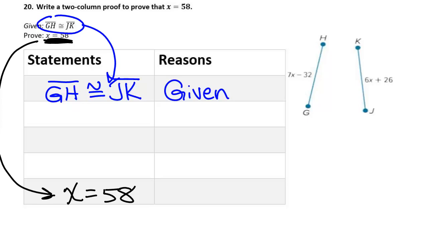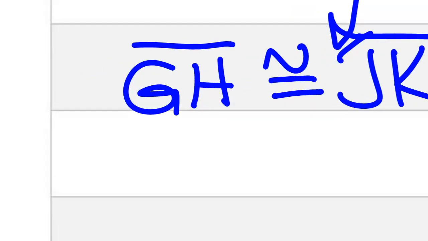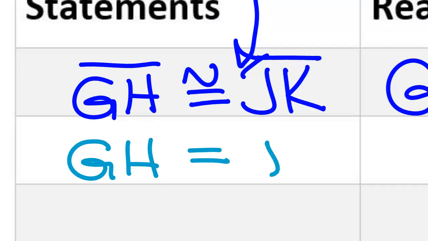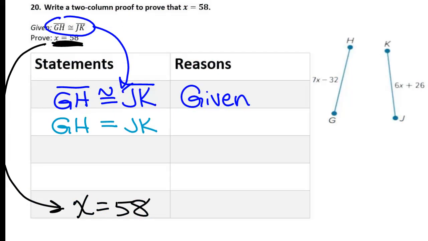So what do we have between these two letters? I have a congruence sign. When I get to the end, what do I want between these two? Equal sign. So I'm going to have to find some way of getting an equal sign in here. If I know that two segments are congruent, can I say anything that has an equal sign? Yes, what can I say? The length of segment GH, which is what it is when it's no bar over the top, equals the length of segment JK. Let's think about why we're allowed to say that.